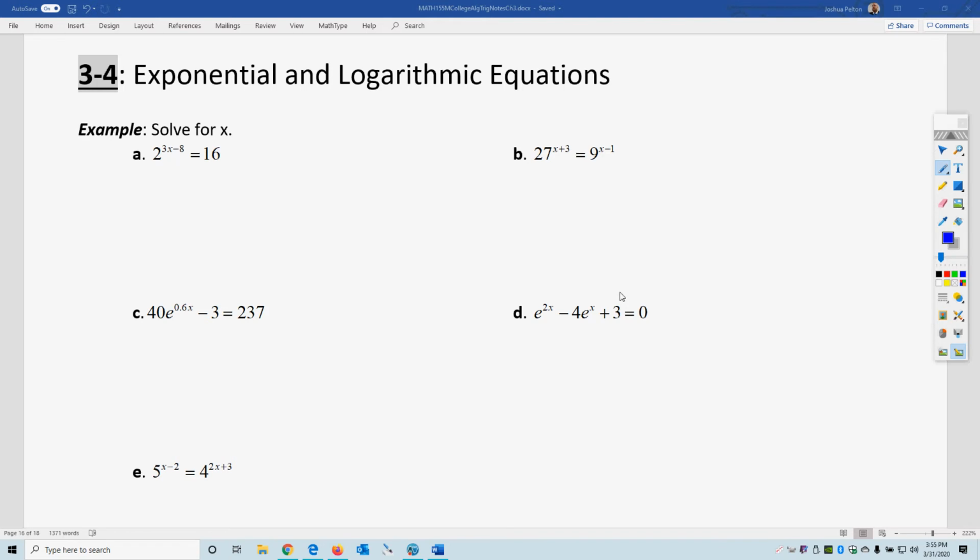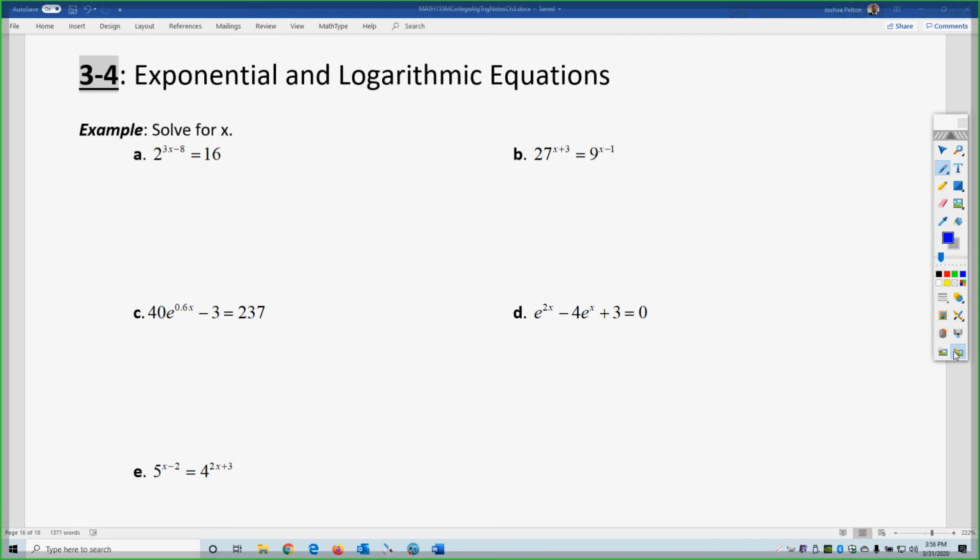So in the first one, we have a base 2. So what do you use to cancel a base 2? Well, the whole premise of the chapter is to use logs, right? Because normally you wouldn't be able to solve this with your standard solving techniques. So we'll use log base 2 of 2 to the 3x minus 8 equals log base 2 of 16, which of course a base 2 log cancels a base 2 power.